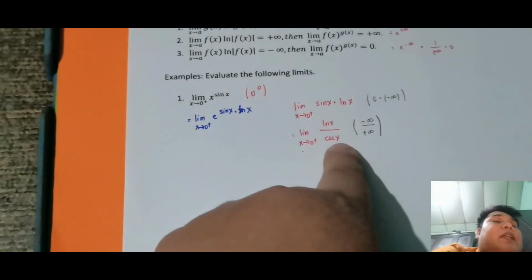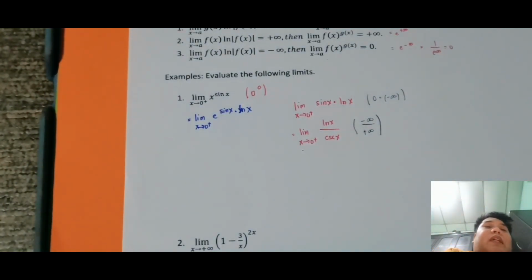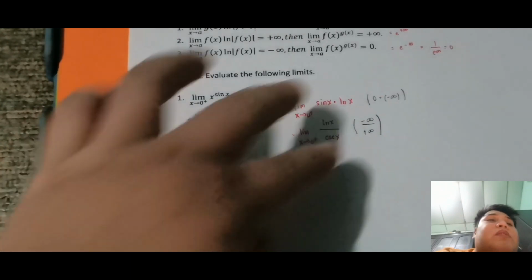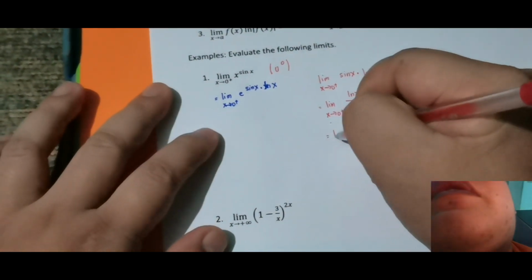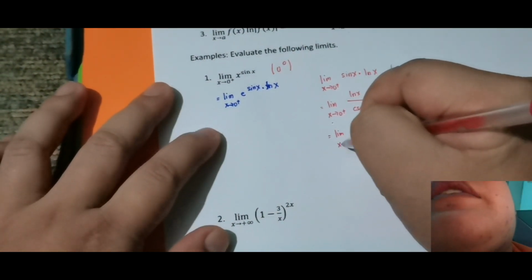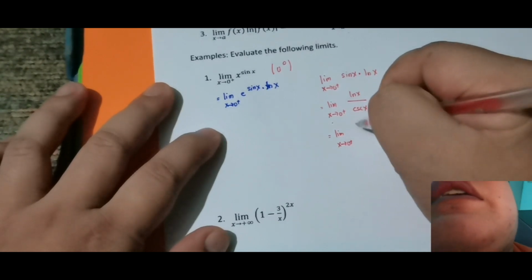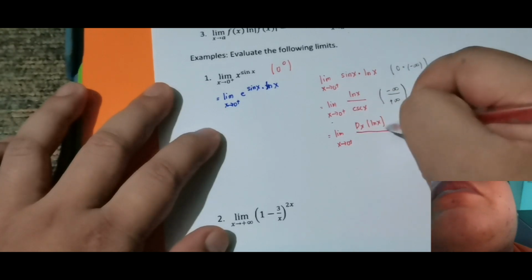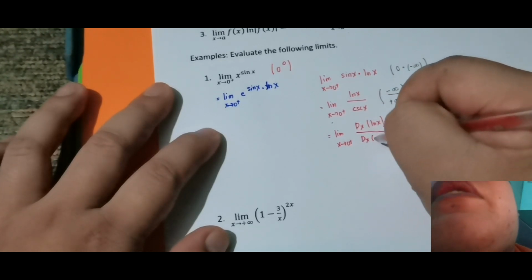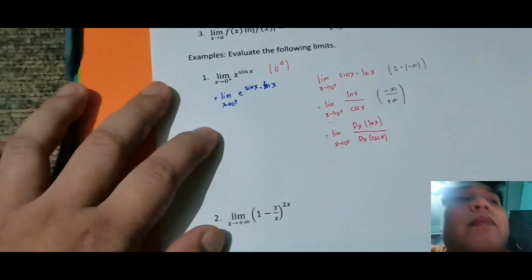Okay, kasi ilang beses na natin kinukuha yung value ng cosecant x na yun eh. Okay, next is, syempre, applying L'Hopital's rule. So, apply natin yung L'Hopital's rule. So, this is just equals a limit as x approaches 0 from the right ng derivative with respect sa x ng ln of x all over derivative with respect sa x ng cosecant of x.